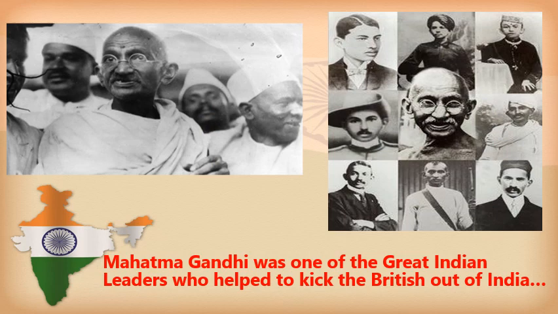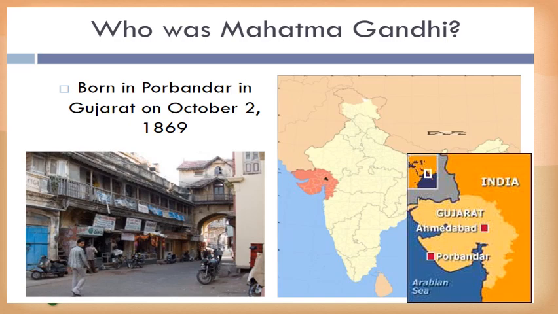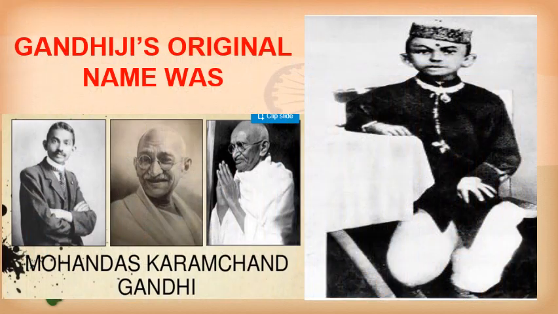Gandhi was a leader of India's independence movement. Mahatma Gandhi was one of the great Indian leaders who helped us to kick the British out of India. Gandhi was born on 2nd October 1869 at Porbandar in Gujarat. Though we call Gandhi as Mahatma, Bapu, his original name was Mohandas Karamchand Gandhi.